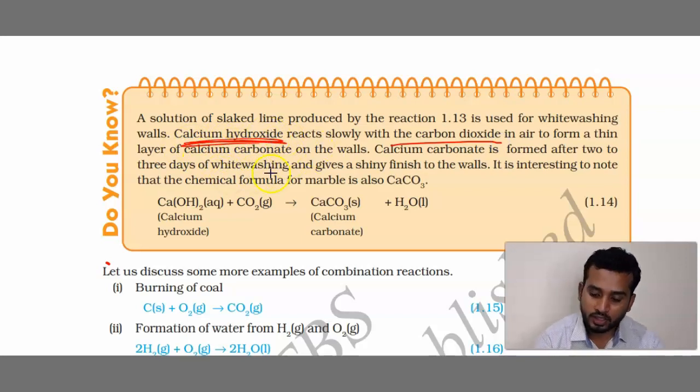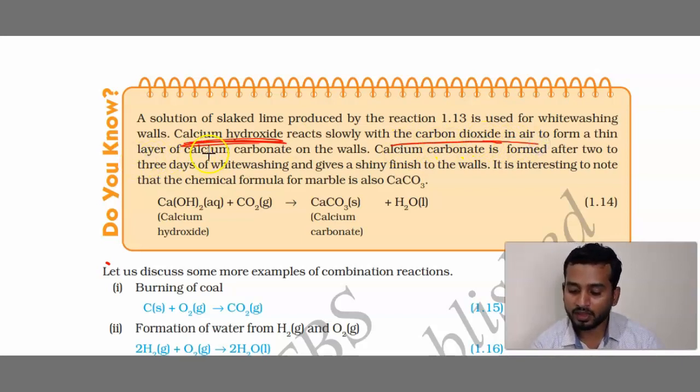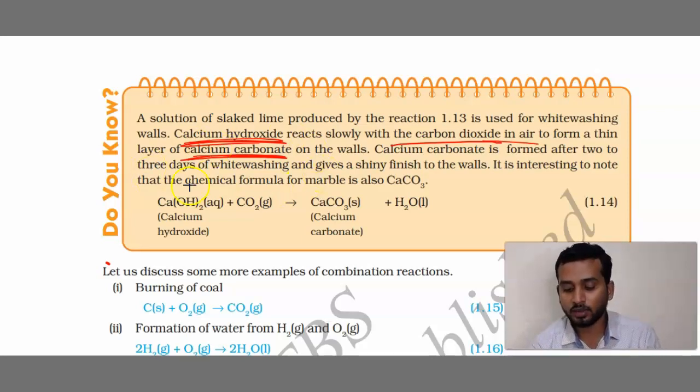This calcium hydroxide, slake lime, reacts slowly with carbon dioxide in air to form a thin layer of calcium carbonate on the walls. It gives us a shining surface on the wall. Got it? It reacts very slowly and one more new layer forms, that is calcium carbonate, on the walls. This calcium carbonate is formed in 3 days of whitewashing and gives a shiny finish to the walls.